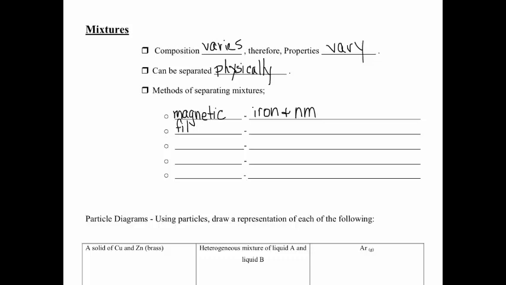Another way is by filtration. And filtration works only if you have a solid in a liquid. So if I was separating sand from water, I could use filtration. Another way is density. If there are two liquids, or if there's a solid in there, we can actually use density. I'll put two liquids with different densities, or a solid in a liquid.